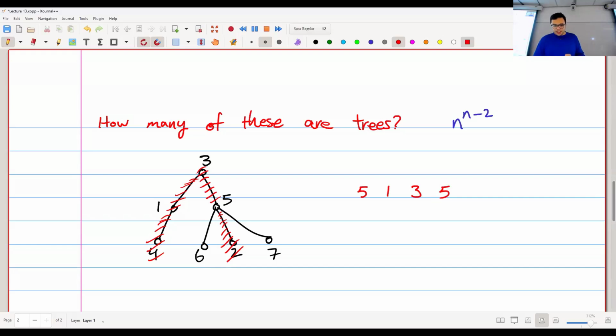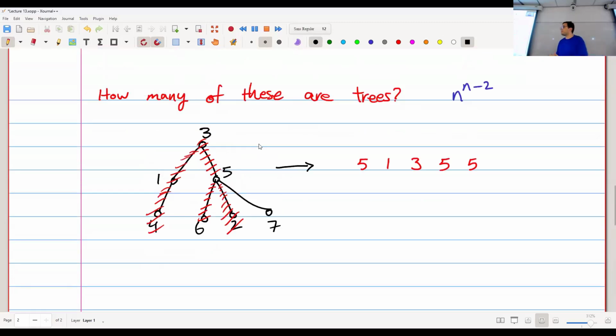My leaves are 6 and 7. The smallest leaf is 6. Its neighbor is 5. So I write 5, and I remove 6. And basically, I continue this until my tree is just one edge. And when it's just one edge, I stop. So this is the translation. I translated this tree to this sequence.